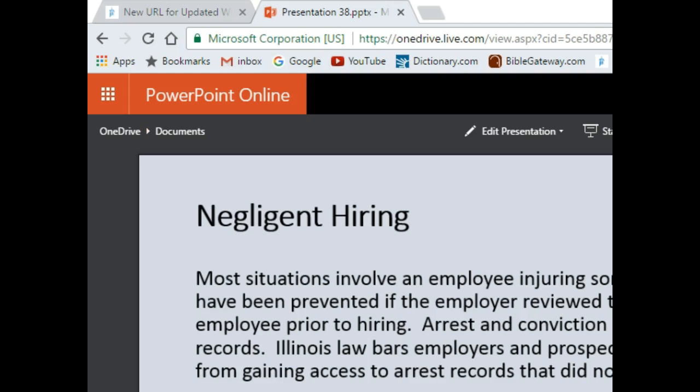Illinois law bars employers, however, and prospective employers from getting access to arrest records that did not lead to convictions. Now, you'll note from previous studies in our discussion that the Illinois Human Rights Act, for example, prohibits arrest record discrimination. If someone has been arrested and they're denied an employment opportunity because of that arrest, that is discriminatory under Illinois law. It's a violation of the Illinois Human Rights Act. However, if someone has been arrested and there's been a conviction from that arrest, that is a different application.